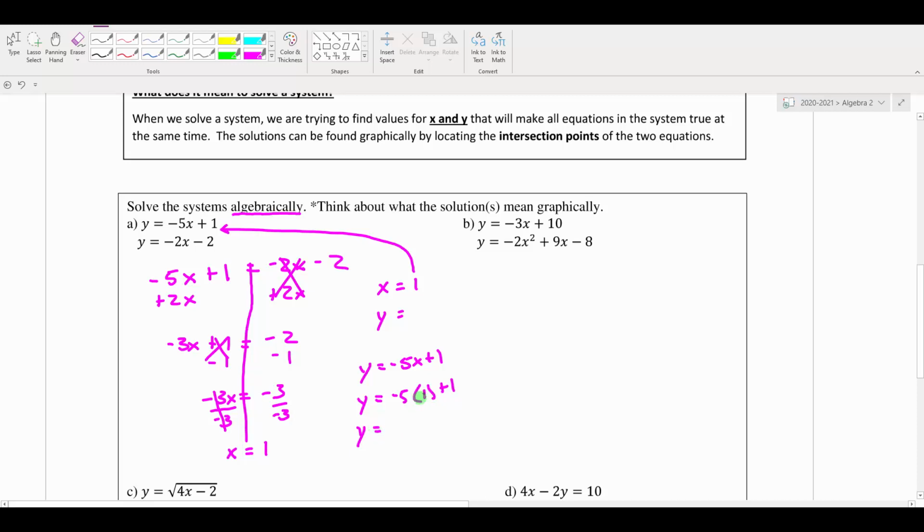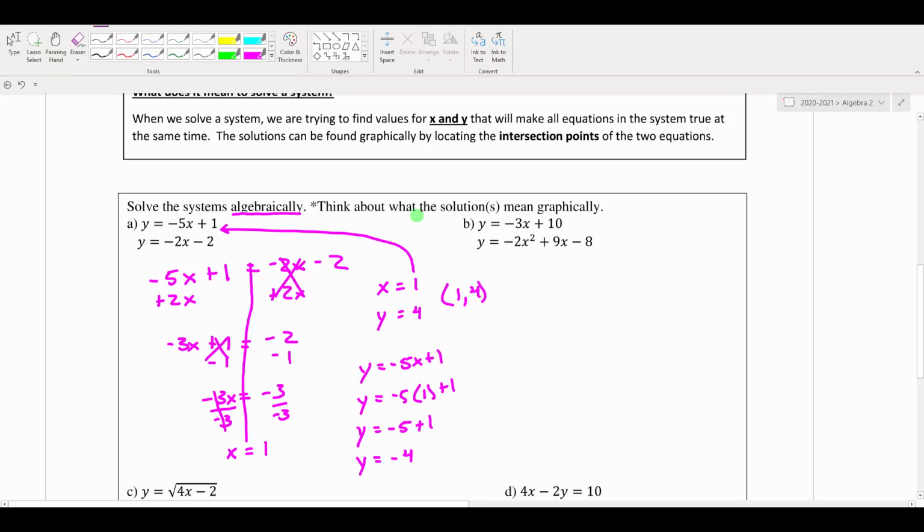So then I use my order of operations here. Negative 5 times 1 is negative 5. And then negative 5 plus 1 is negative 4. So when I plugged a 1 in, I got a 4 out. So the solution to my system is going to be x equals 1 and y equals 4. And we can write that as an intersection point, (1, 4).